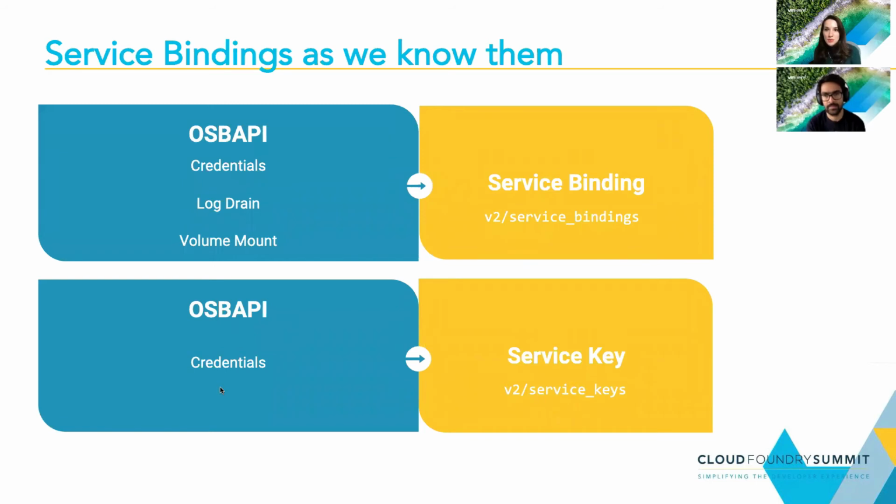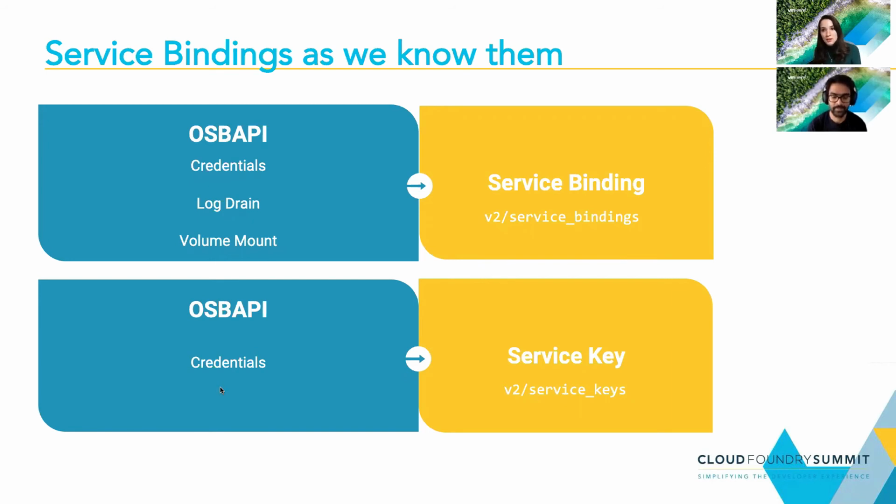As we know, the service bindings have a rough mapping from the OSBAPI spec into the CAPI endpoints. However, the underlying operations are very similar. So in V2, creating a service binding would mean creating a CAPI credential binding type and sometimes also including a log drain and a volume mount type.